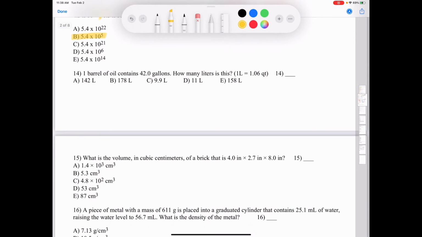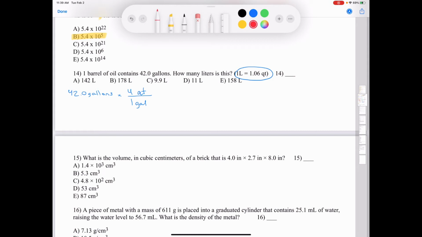It says a barrel of oil contains 42.0 gallons. How many liters is this? Well, we're going to need a couple conversions in order to solve this problem because we're starting with 42.0 gallons, but the conversion factor that we're given doesn't have gallons in it. It's got liters, and that's what we want to solve for, but it also gives us quarts, and we're not given quarts. Well, you should know that in 1 gallon, we have 4 quarts.